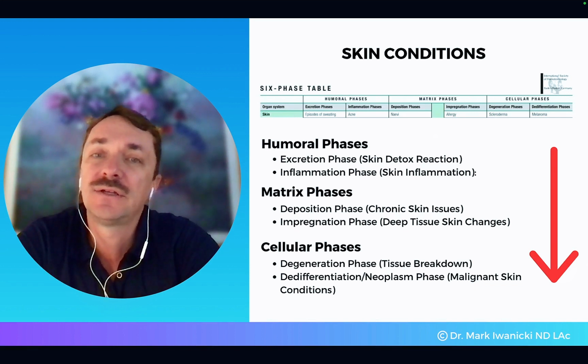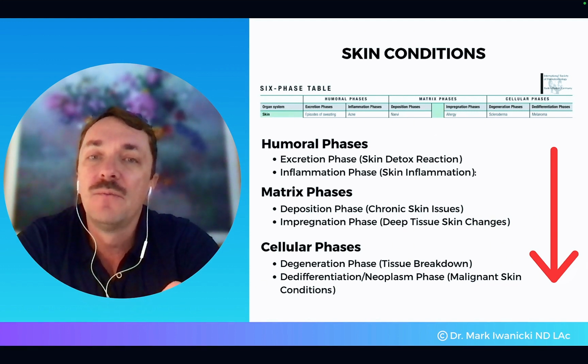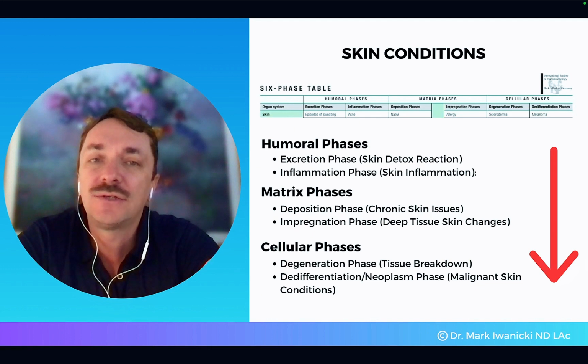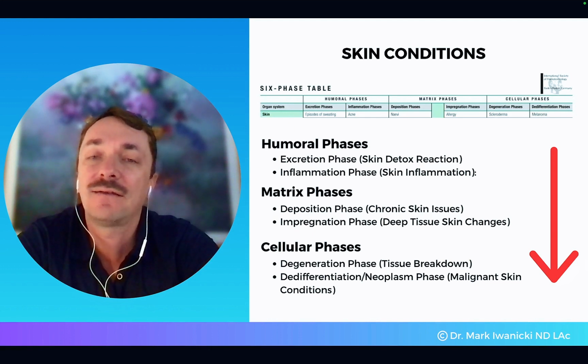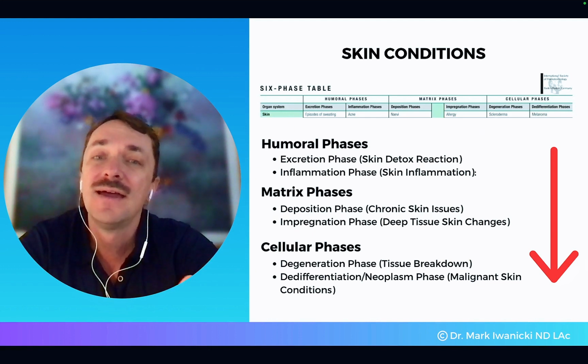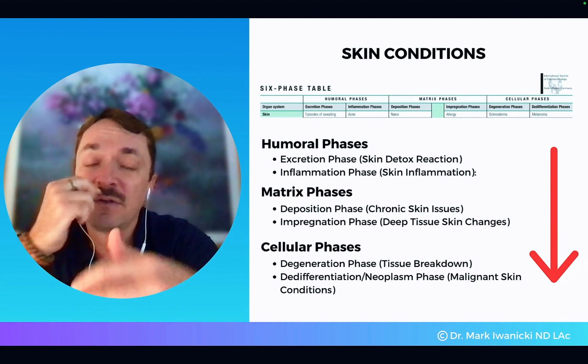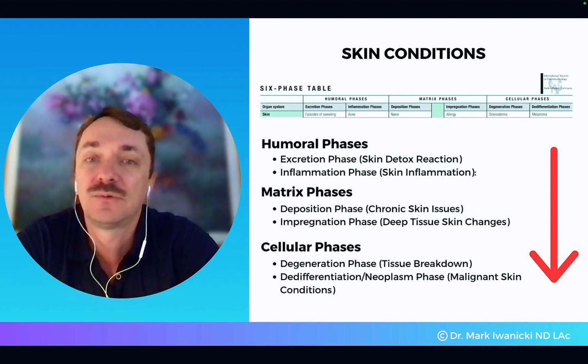And when we talk about skin conditions, the excretory phase we can think of as when we notice detox reactions, sweating. We have the movement. The body is trying to push toxins out. We get an active movement of toxicity out. We don't have any deposition yet. We just have the body's attempts at removing toxins, which it is constantly trying to do.